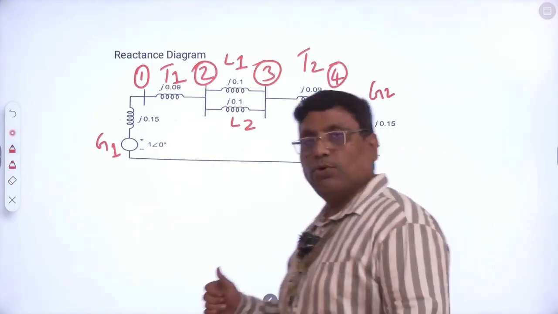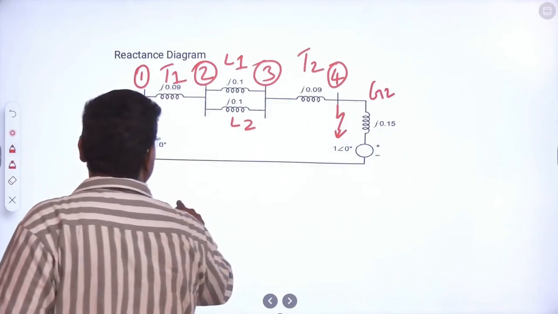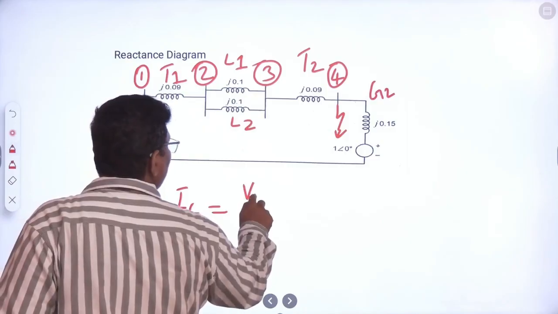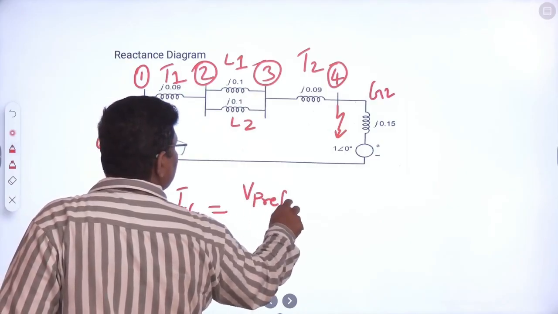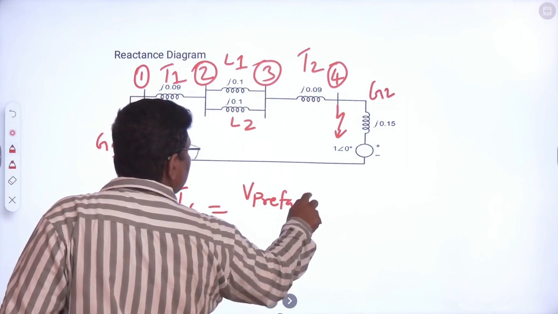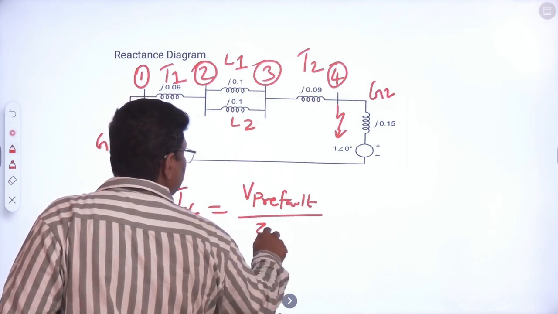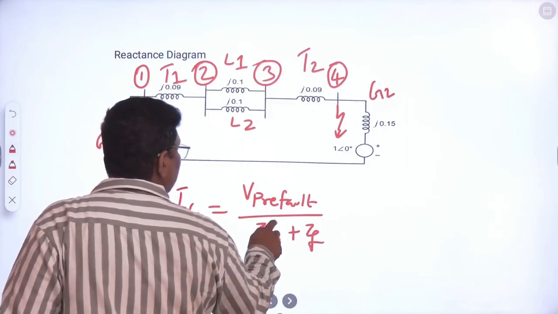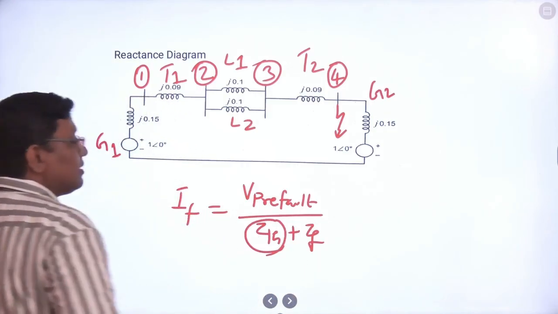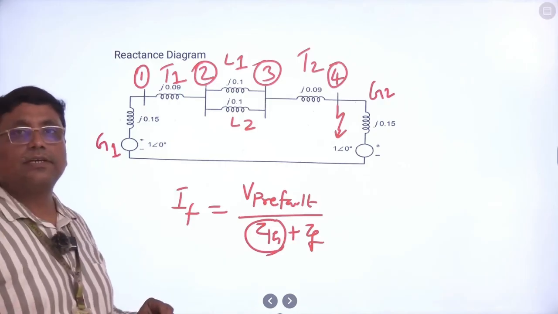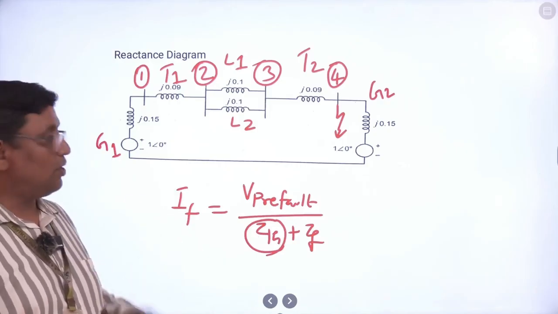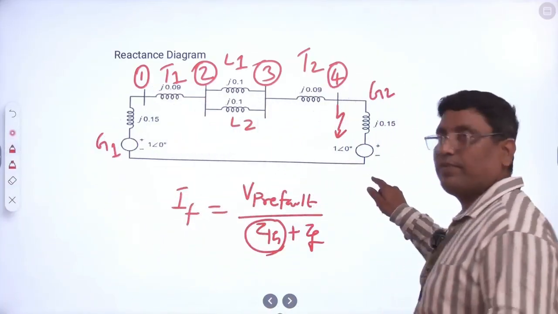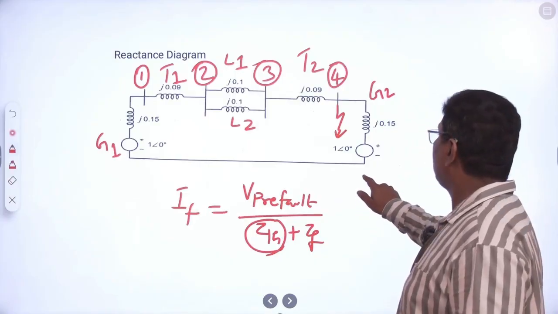So we know the formula for symmetrical fault. IF is equal to pre-fault voltage divided by Z Thevenin plus ZF. So the Thevenin impedance is calculated using Z bus building algorithm. Okay, so very first, write the path for this problem.